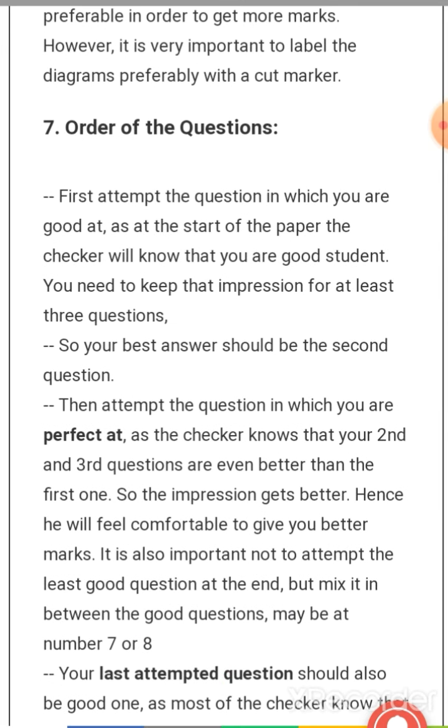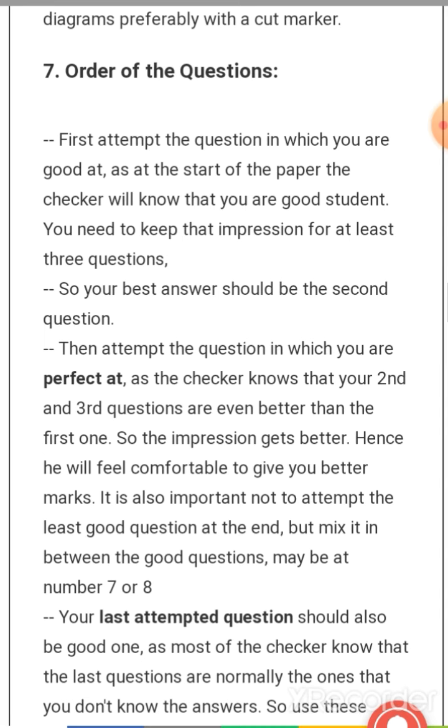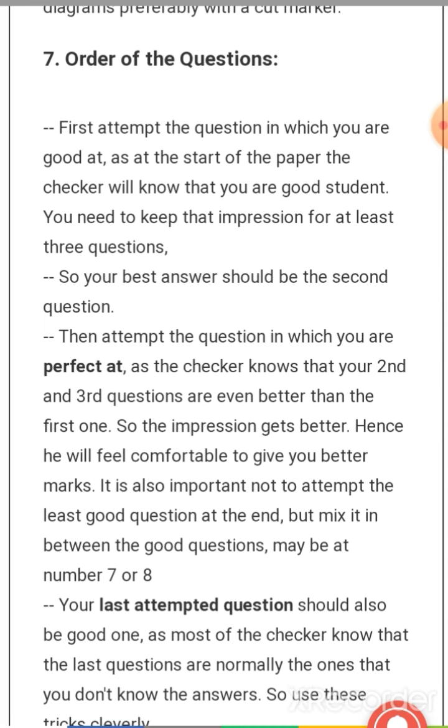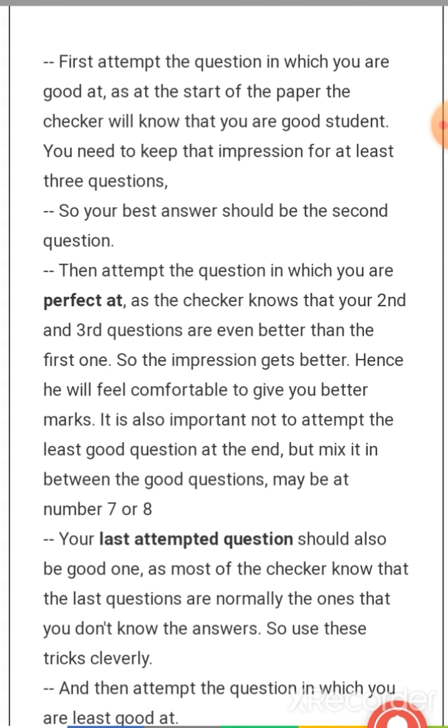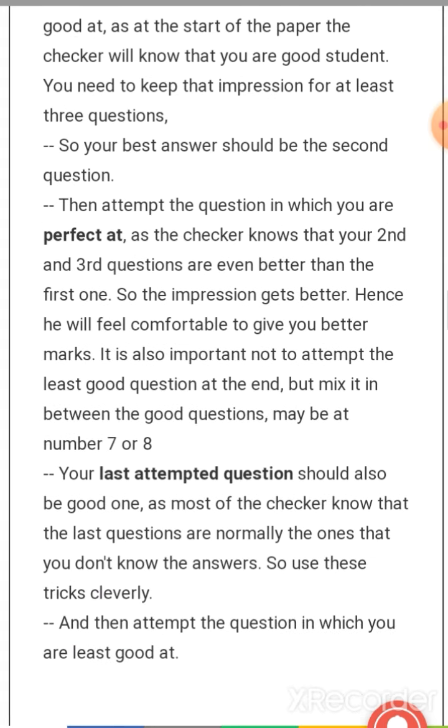So, your best answer should be the second question. Then attempt the question in which you are perfect, as the checker knows that your second and third questions are even better than the first one. So the impression gets better. Hence, he feels comfortable to give you better marks.